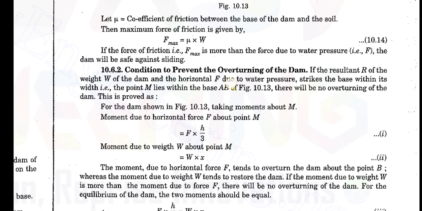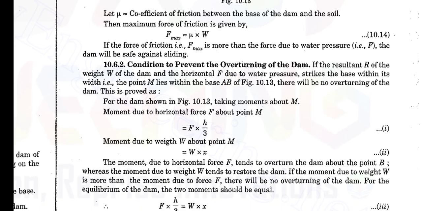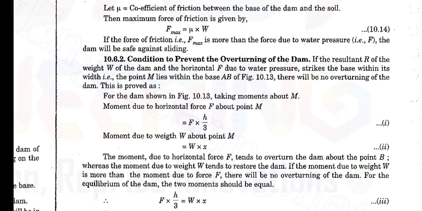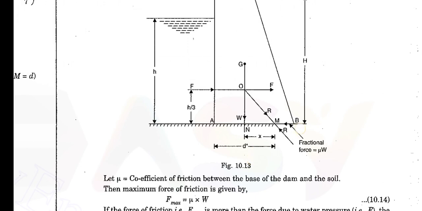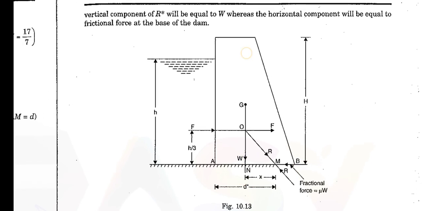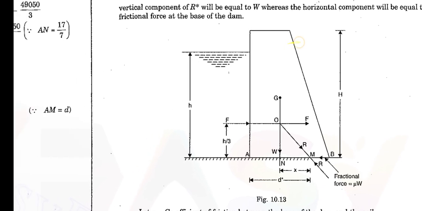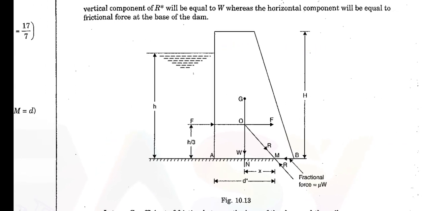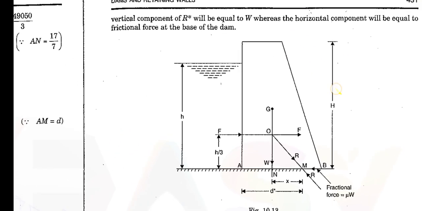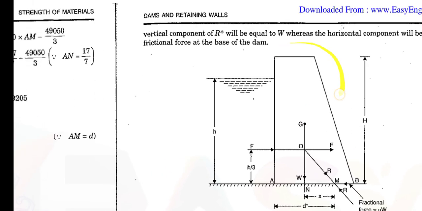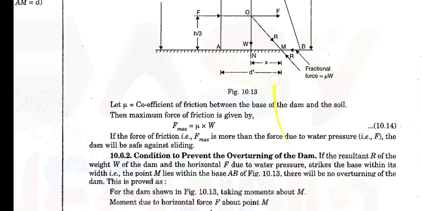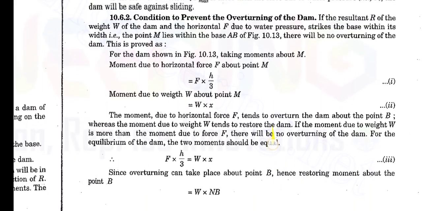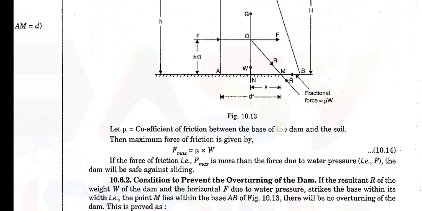Then the condition for preventing the overturning of the dam. Overturning is due to the moment of the forces. You can see that about this point B, the total dam will start to rotate like this, due to this force and this resultant. So how to prevent it? We have to calculate the moment values about the point B.